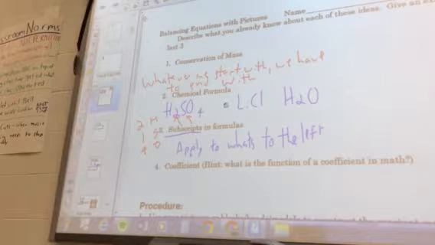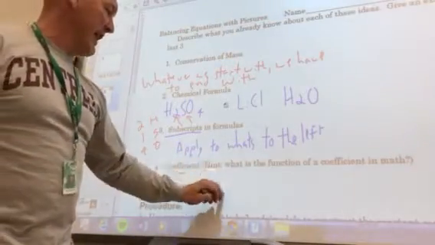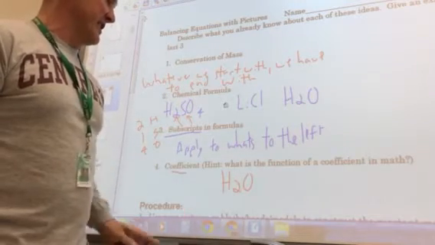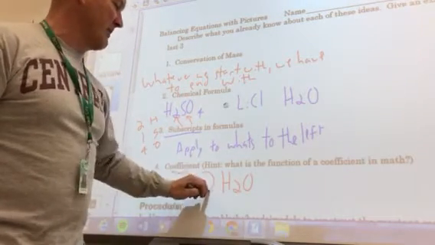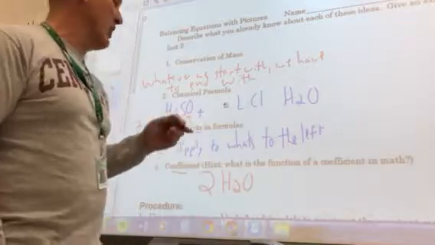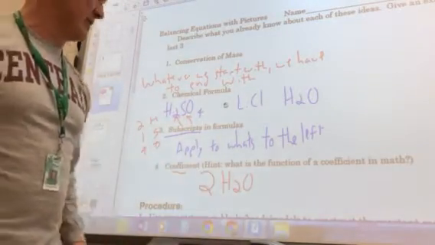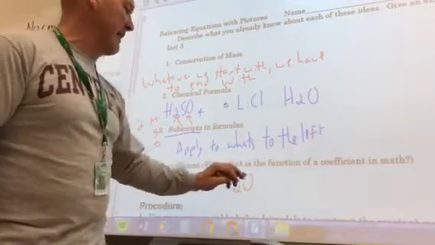Once in a while, though, there will be some parentheses. Finally, coefficients. A coefficient is a big number. Like if I wrote H2O, that would be 2 H's and an O. But if I put the coefficient 2 in front of it, it means I have 2 water molecules, grand total of 4 H's, grand total of 2 O's. So this coefficient applies to everything in the following formula.